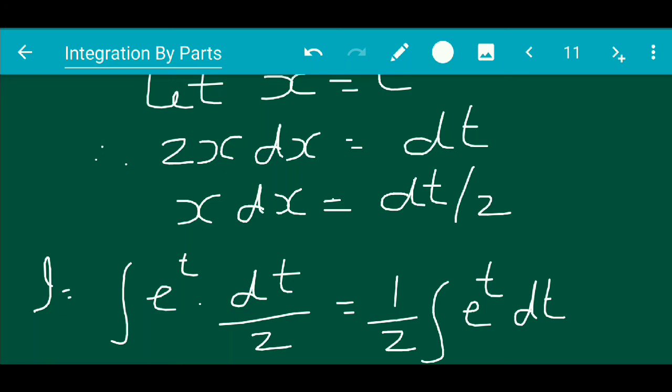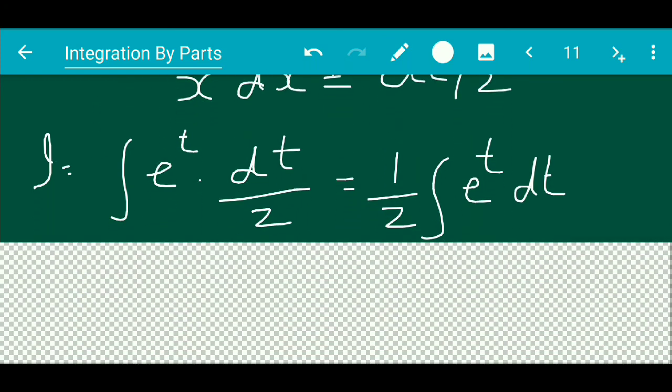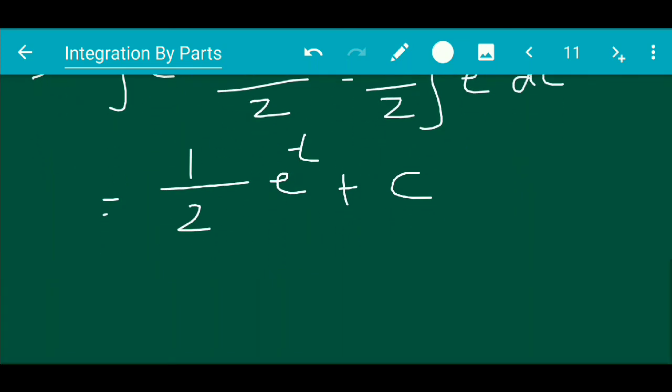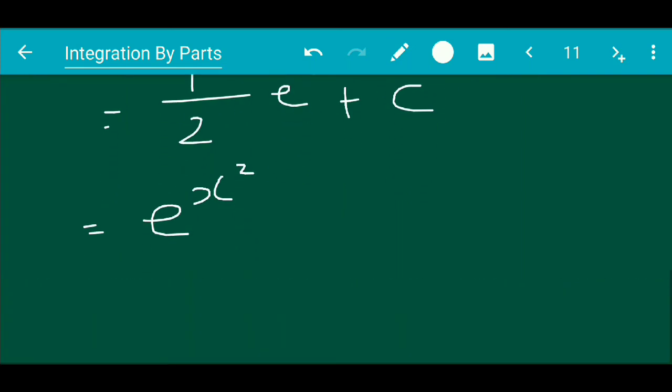Now as you can see, only one term is there in the integral. There is no u into v formula to be used over here. Only one term is there, e raised to t. And you know that the integral of e raised to t is e raised to t itself. So we get over here half e raised to t plus c as the answer. Again upon resubstituting, t was nothing but x square, so we get e raised to x square upon 2 plus c.